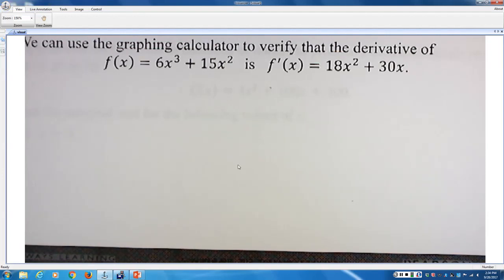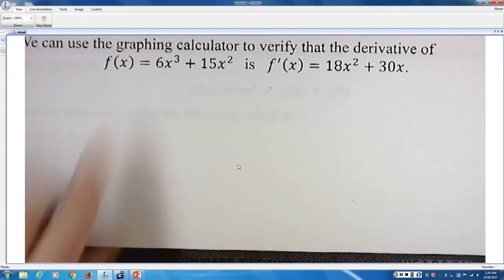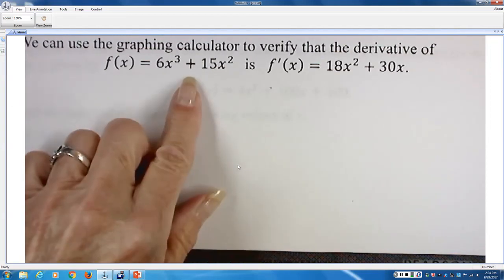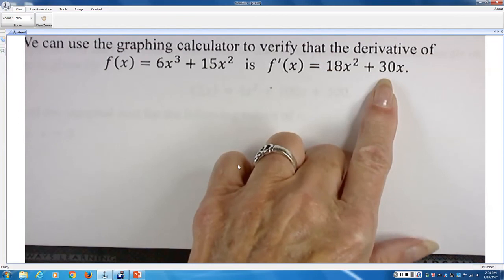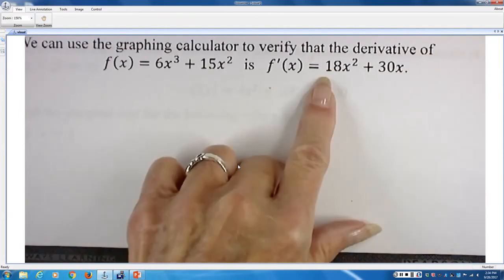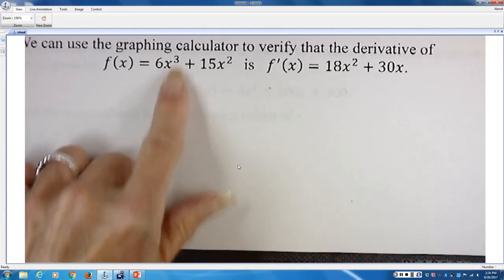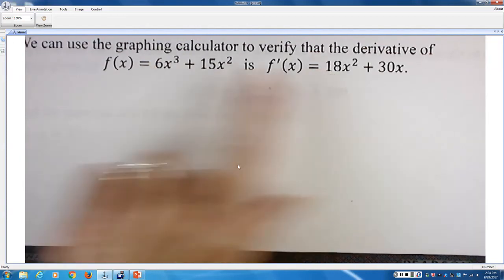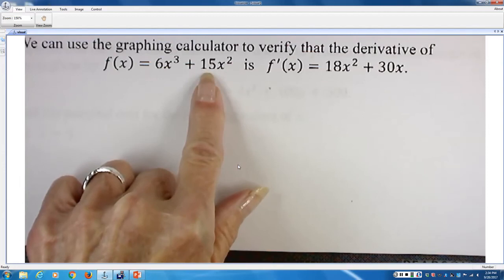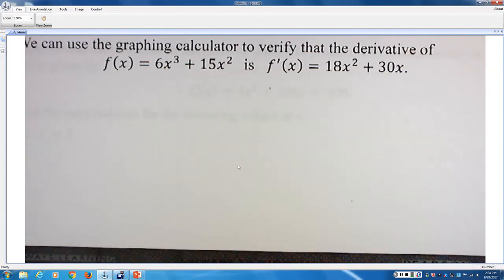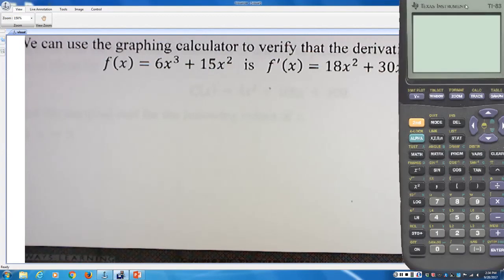Suppose we have the function f of x is equal to 6x to the third plus 15x squared. Is this the right derivative? Is it? Yeah, because 3 times 6 is 18, and the cube becomes a square. 2 times 15 is 30x, and the square becomes first power. Here's what I want you to do. You should go to your calculator.